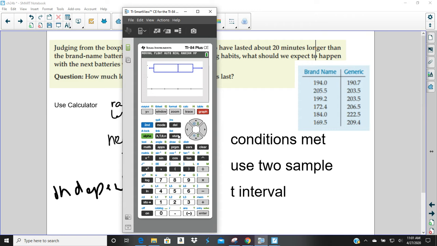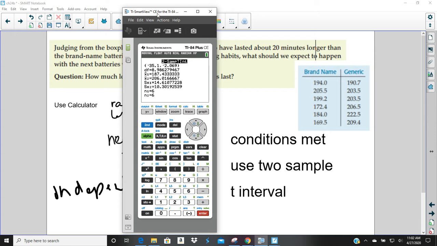So we're going to go to stat tests, and I'm going to go to the 2 sample T interval. Okay. I'm going to use data. L1, L2. Let's do a 95% confidence. They didn't tell us what to do. And we're going to talk about pooled on Wednesday. So I'm going to hit enter. So, I know why, because my brand name was negative.